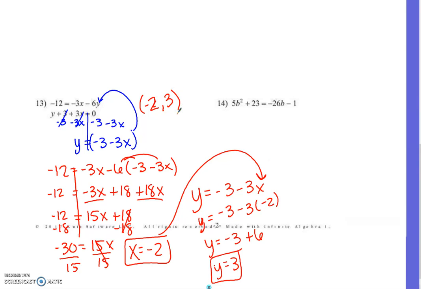Okay? So I showed you linear, I showed you a system, and I showed you quadratic. You're going to have all of them on your test all mixed up, and you've got to pick which one to use depending on what's given to you. And honestly, for geometry, the first step is normally the geometry, and everything else after that's just algebra. Okay? There you go. Let me know if you have questions.